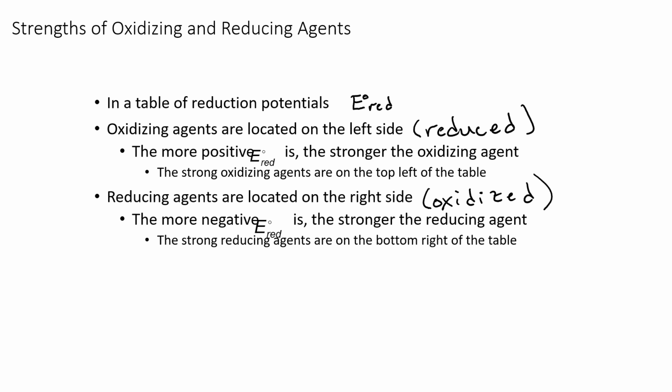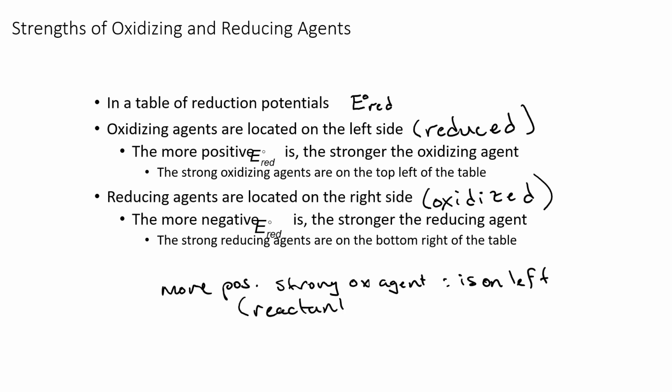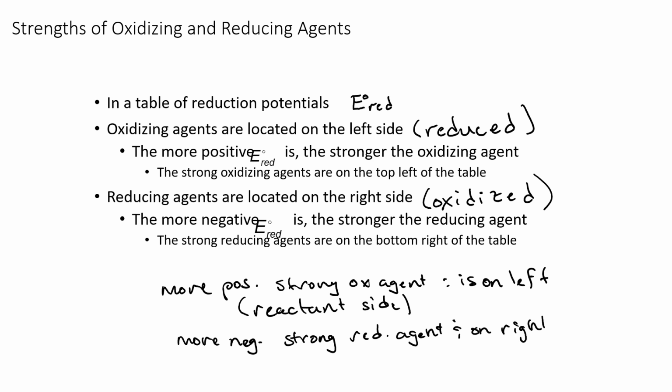So you've got to remember, more positive means a stronger oxidizing agent, and it is on the left, the reactant side. More negative is a strong reducing agent, and it is on the right, which means that it is a product.